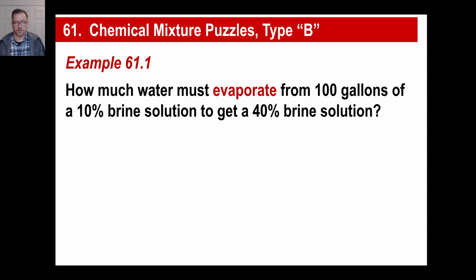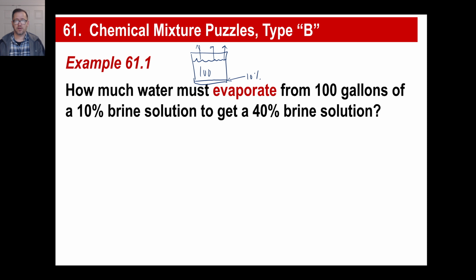All right, well, let's visualize. I got some brine solution sitting here in a pot. It's 100 gallons. And let's say there's the salt. It's all mixed in, but I just put it at the bottom so you can visualize. It's 10% salt. How much water is going to have to evaporate from that to where this salt is 40% salt of whatever that solution is, okay?